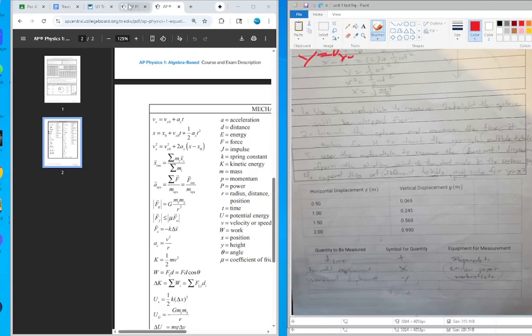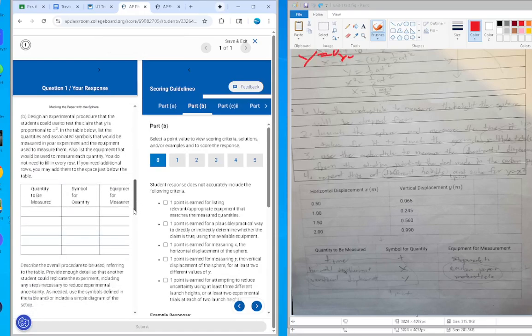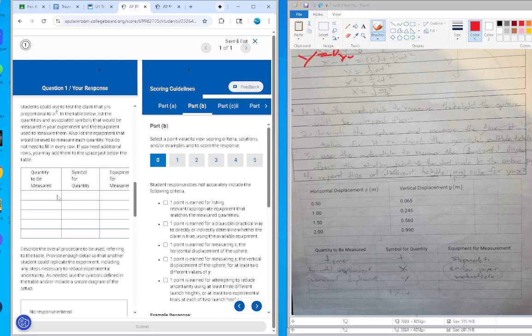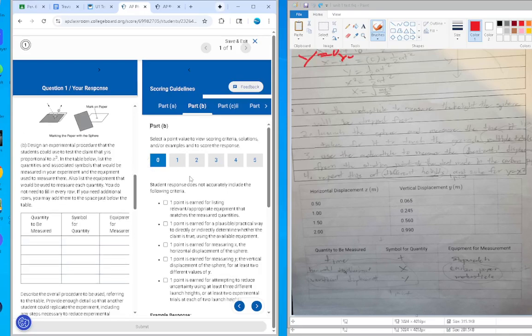For part B, it is asking us to design an experimental procedure that the students could use to test the claim that y is proportional to x squared, and you also need to put what needs to be measured and the symbol. You use any symbol and then what is used to measure it, and this is the criteria.